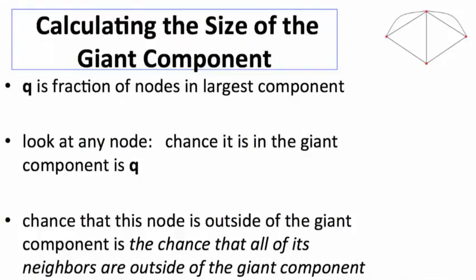And the idea here is we'll just do the following kind of calculation. Let's let Q be the fraction of nodes in the largest component. Now let's look at a given node, and if we just pick a node at random, the chance it's in there is Q. But another way to figure out that chance that a given node is in the giant component: if it's outside the giant component, it has to be that all of its neighbors are outside of the giant component. Or if it has any neighbor inside the giant component, it'll be inside the giant component. And so that'll give us an ability to do a calculation.